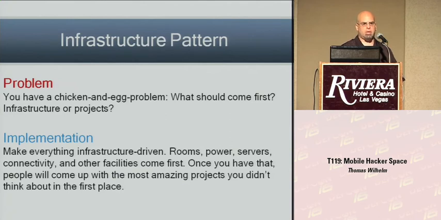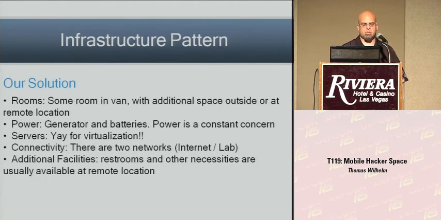Now, the people at New York City Resistor, in their talk at HOPE, indicated that they were having some problems with electricity, primarily because they wanted to put a laser in there. So that is something that is a problem. Infrastructure is very critical. Our solution: there is some room in the van, there's additional space outside, and we have a generator and the batteries. Power is a constant problem, and you're very limited on what you can run in this van.